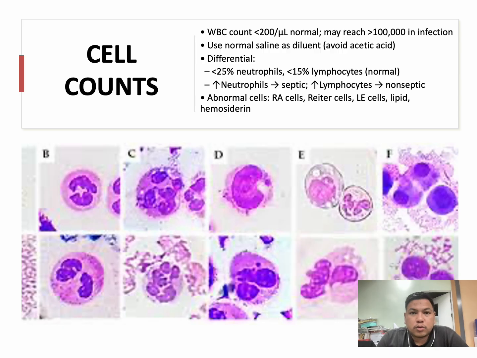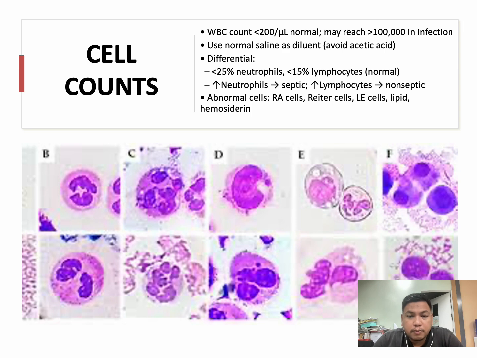So we are now on the microscopic part of testing. Here, we determine, identify and count the different types of cells that may be present in the synovial fluid. Normally the WBC count would be less than 200 per microliter, and it may reach more than 100,000 in patients with infection.